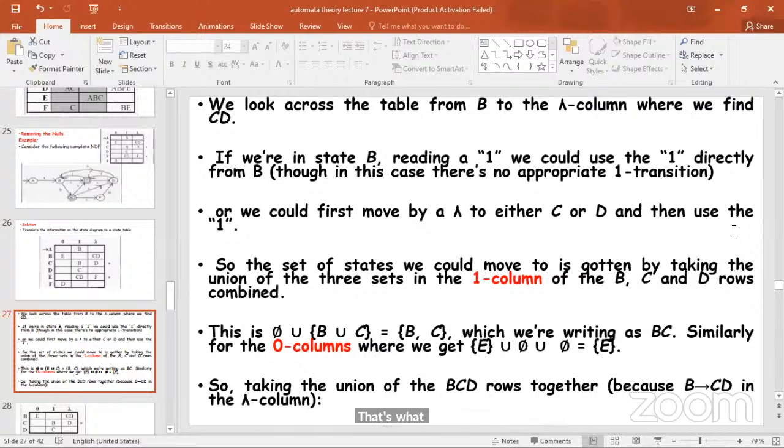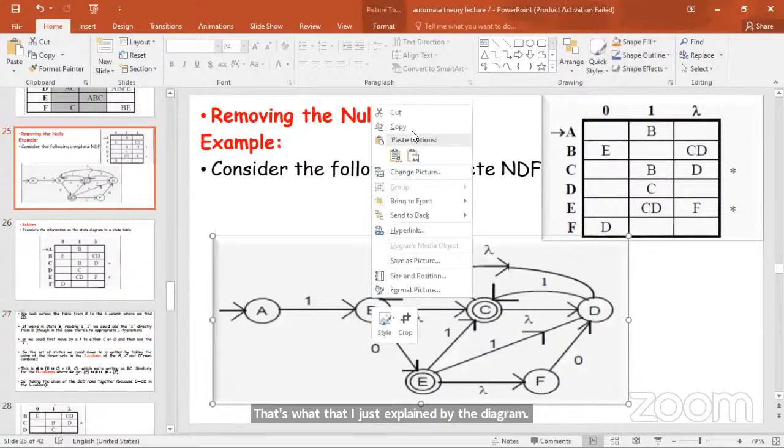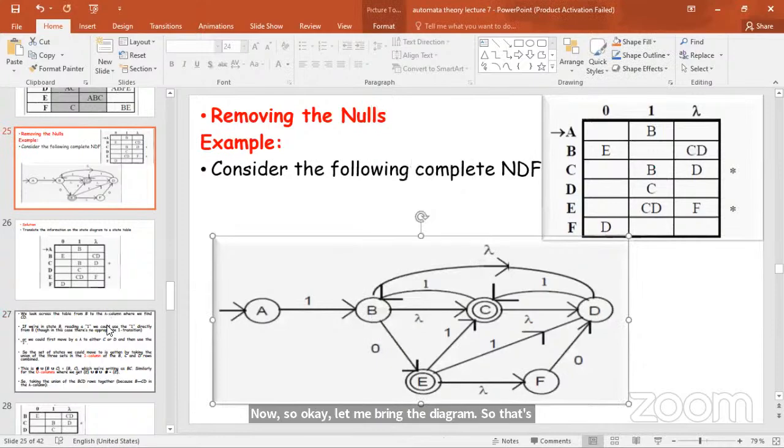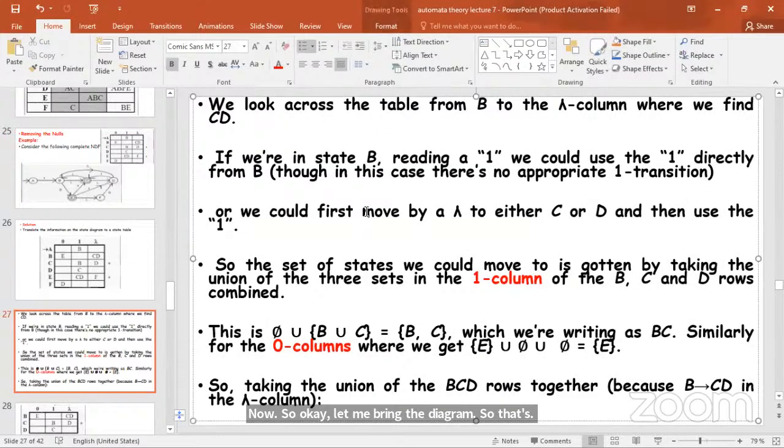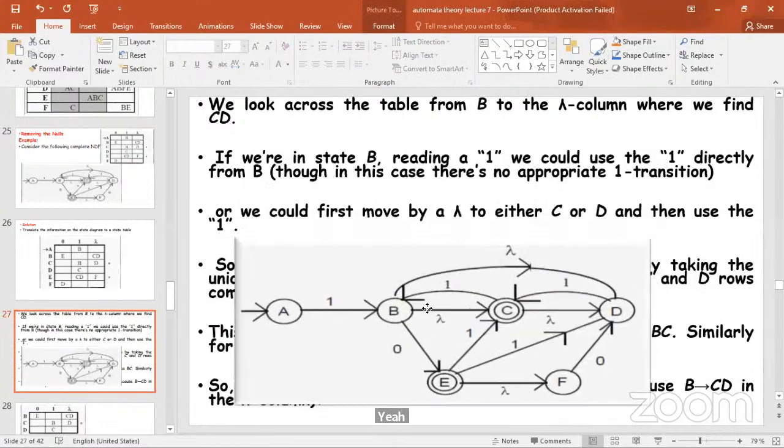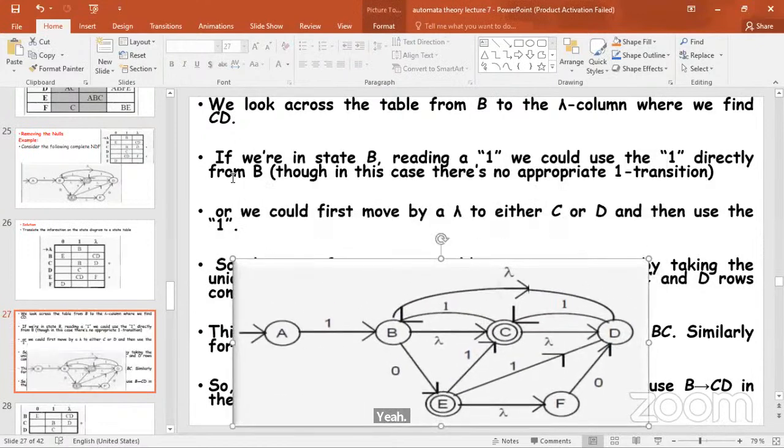Now, okay, let me bring the diagram so that we can understand quickly. Here. So look at this. Where are we? Okay. Now this is A, this is B.